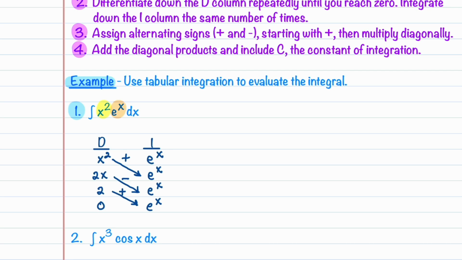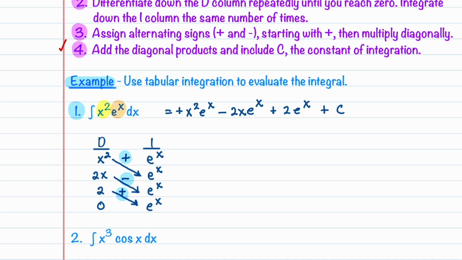Now in step 4, let's go back right up here. We're going to add these diagonal products and include our plus c. This integral is then our first product, x² e to the x, and that had a plus. And then our next product is going to be a minus. So we have a minus 2x e to the x. Hopefully you're getting the hang of this. And then our last product is a plus, and that is going to be plus 2 e to the x. And then our arbitrary constant c.